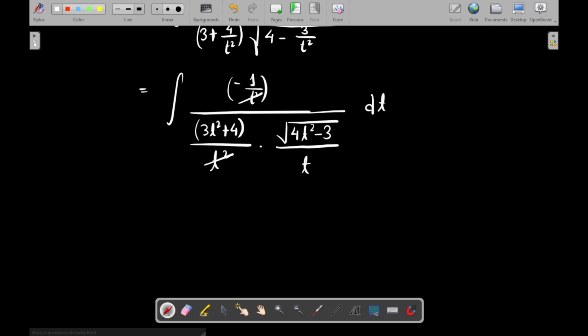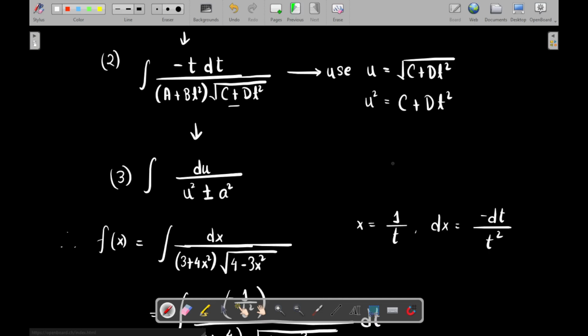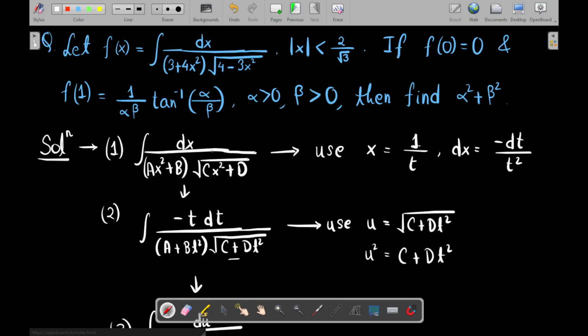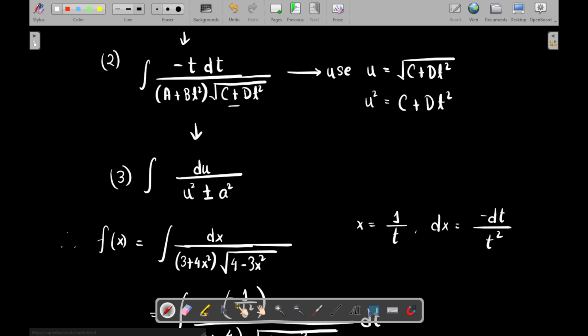Okay, so our integral now changes to minus t, which is remaining, so this will go in the numerator, right? So this becomes minus t upon 3t square plus 4 times square root of 4t square minus 3, dt. So you see, this was the original integral, right? So we use the substitution. Now you see that our integral has reduced to this second form.